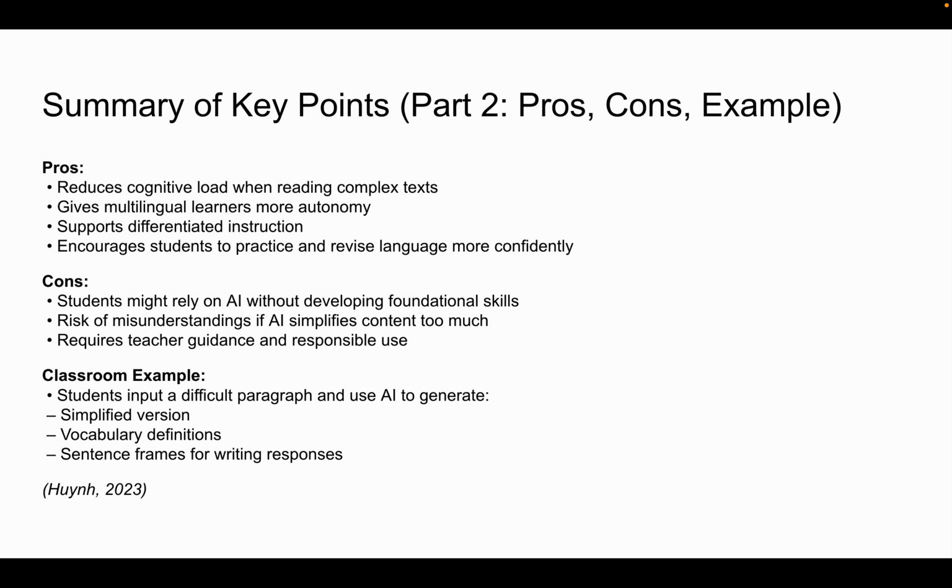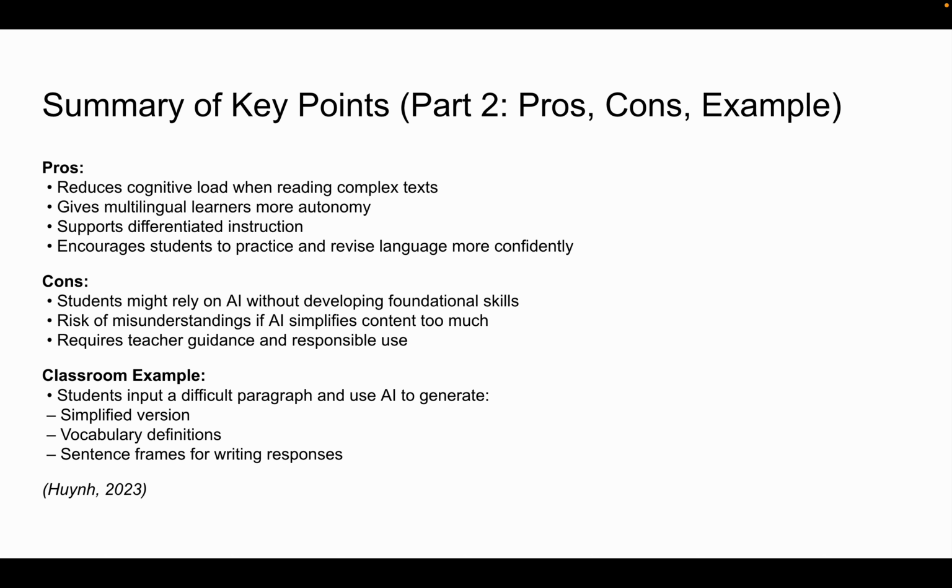Summary of key points, part 2: pros, cons, and example. This article also outlines several advantages and limitations. On the positive side, AI reduces the cognitive load that comes from reading dense academic language. It allows students to access content more independently, and it boosts their confidence by offering non-judgmental feedback. However, the author also warns about potential downsides. Some students might rely too heavily on AI or misunderstand simplified content. Teachers still have to guide students on how to use AI responsibly.